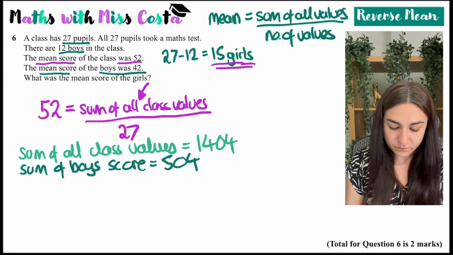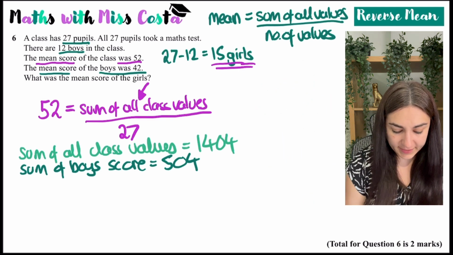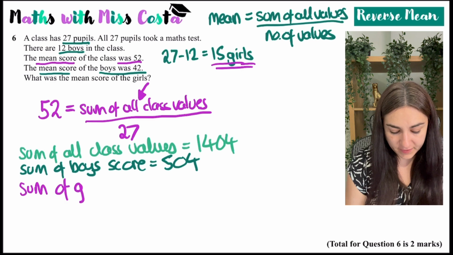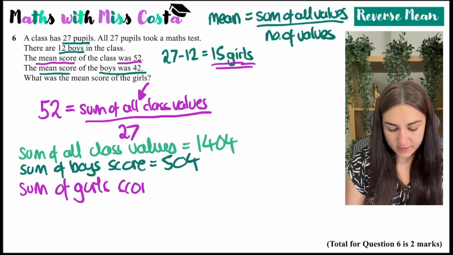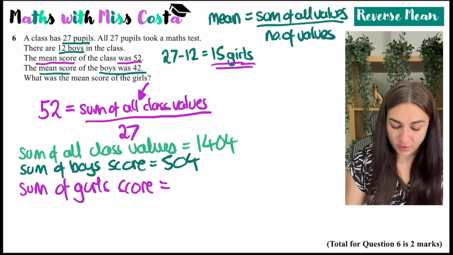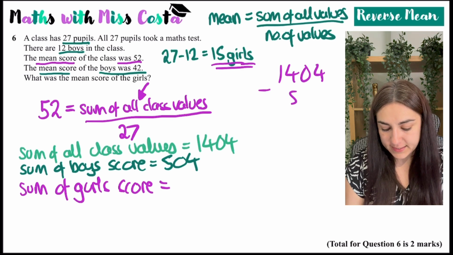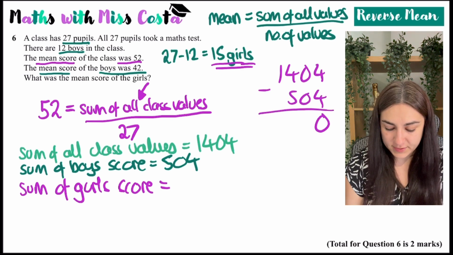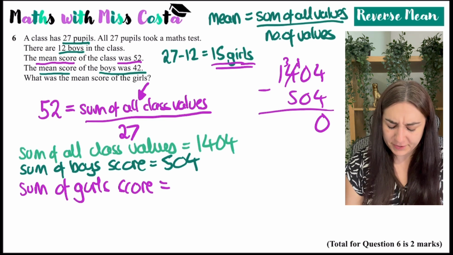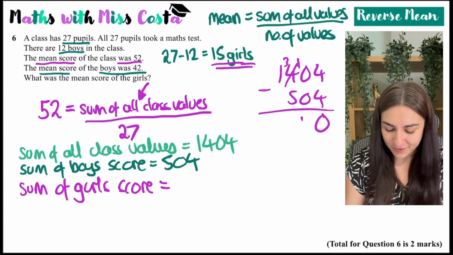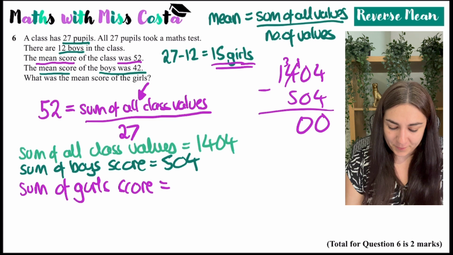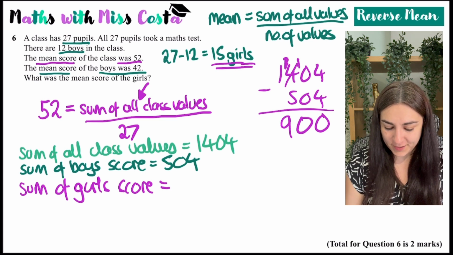Okay, now that I know what the sum of the boys' scores are, and I know what all of the scores add up to, I can work out what the sum of the girls' scores must be. So 1,404, take away 504. 4 take 4 is 0, 0 take 0 is 0, 4 take 5 you can't do, so that would become 14 take 5, which is 900.